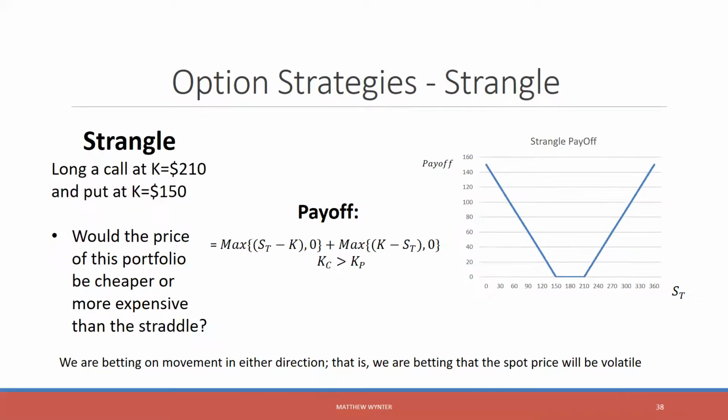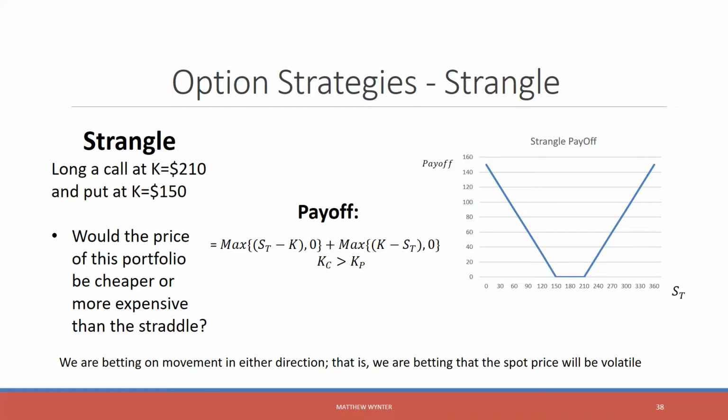Let's compare the straddle to the strangle. So here we long a call with a strike of 210, and we long a put with a strike of 150. So what do you observe? There are two things, hopefully, that we observe right away. First, we can see that the strangle is also betting on quite a bit of volatility. We're anticipating that the spot rate is going to move up and down. We don't know which direction, if it's going to go up or going to go down. We know it's going to move a lot.